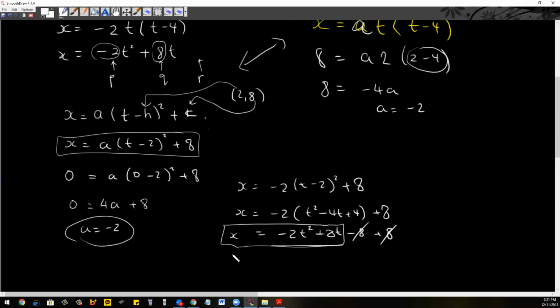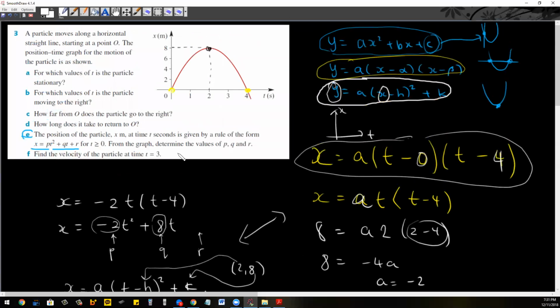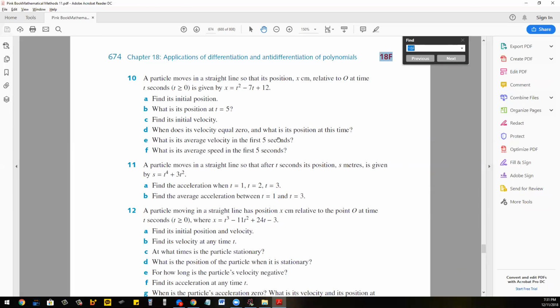Okay, yeah. So I hope my explanation wasn't too fast, because I want to cover as many questions as possible. But if you want me to slow down, that's fine. You can always tell me to slow down. Was F all right? Yeah. You just plug in t equals 3 in the velocity.